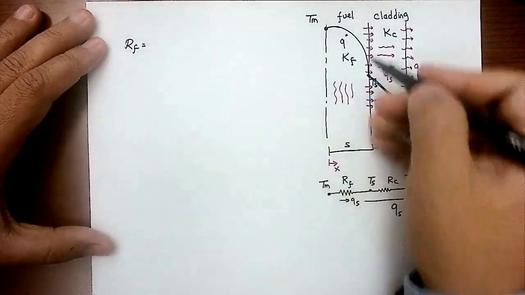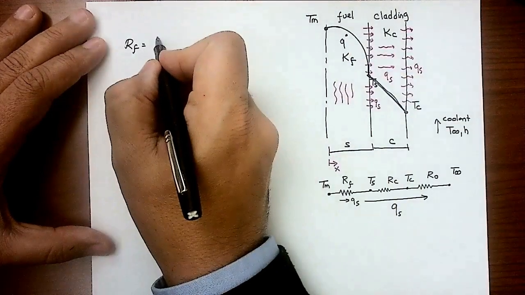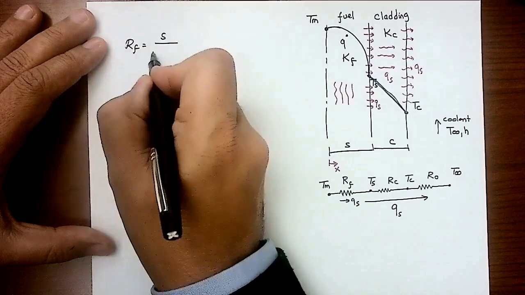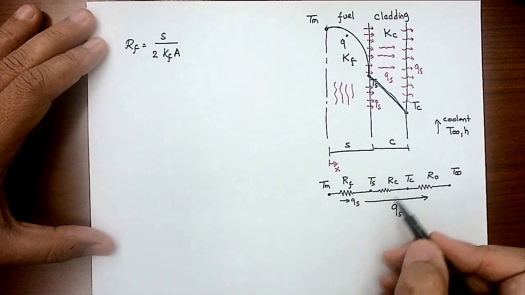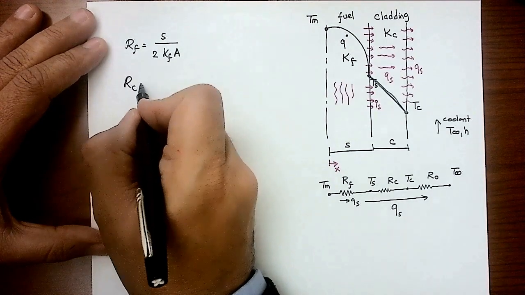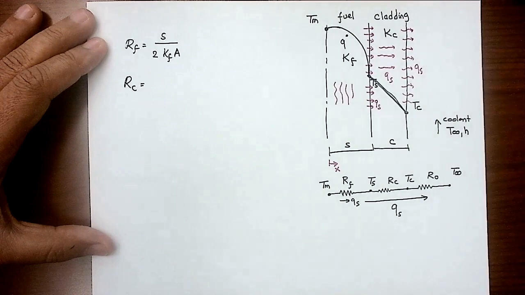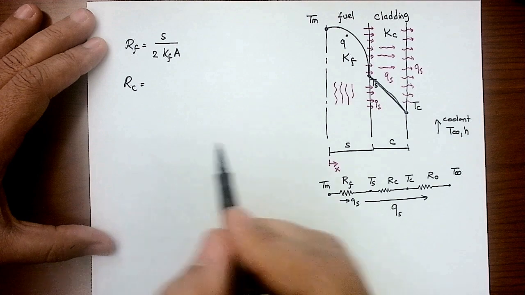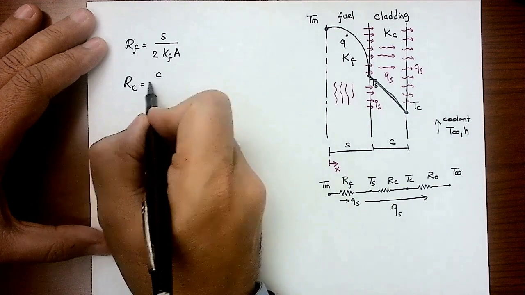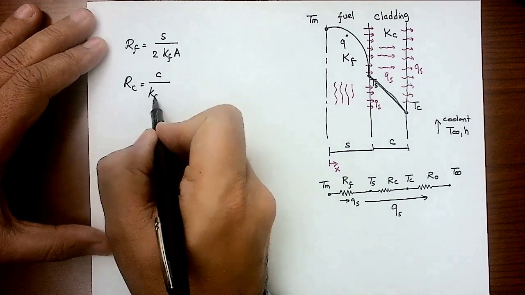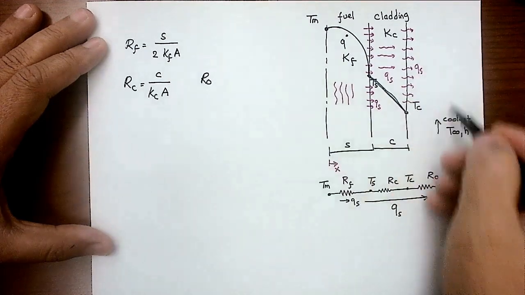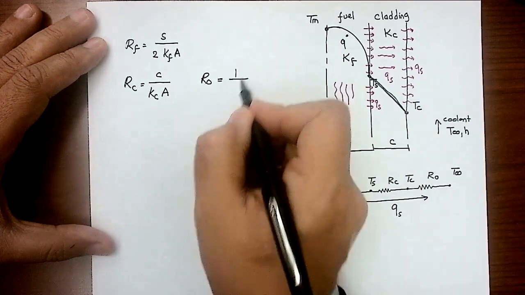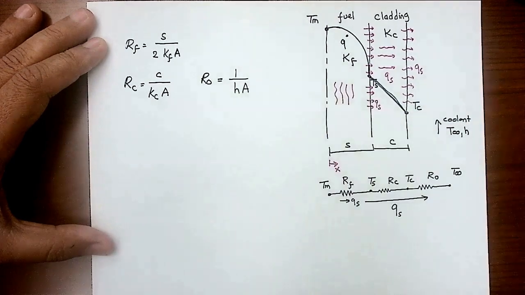Now, how do we calculate R fuel? R fuel, that's a fuel with heat generation. So it's going to be the thickness S divided by 2 K of the fuel times A. What about the cladding resistance? R cladding. Now, there is no heat generation here. I go back to the thermal resistance where no heat generation is included. So this will be L over KA. L here is called C. K is going to be K of the cladding times A. What about R out? That's a convection, right? That's a convection happening here. So it's 1 over H times A.